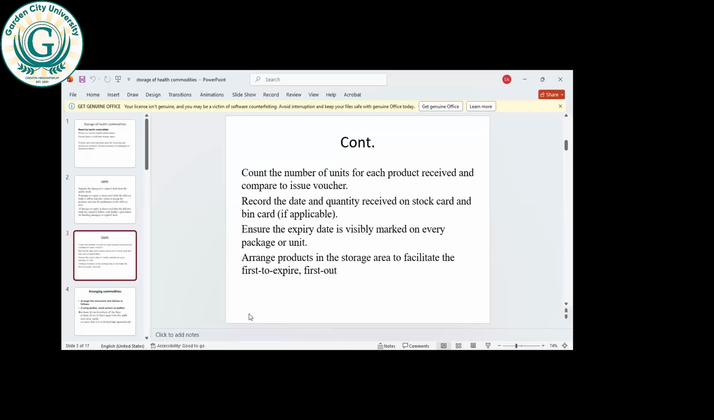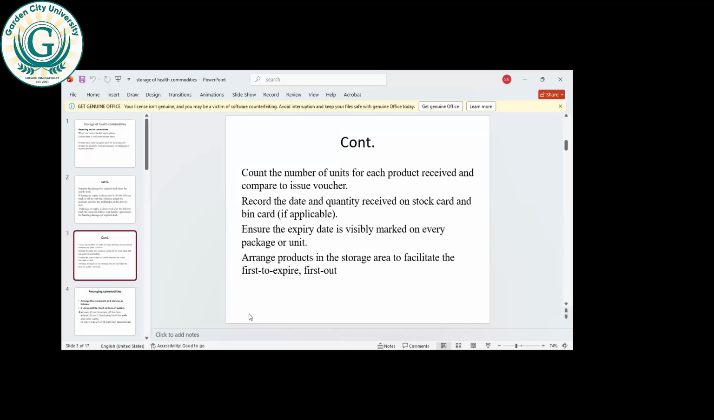Another one is that you count the number of units for each product received and compare to the issue voucher. This is normal, it's obvious. Anytime you take delivery of stock, you need to count and make sure that it tallies with what is on the voucher before accepting the items.